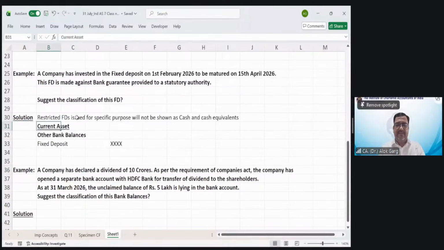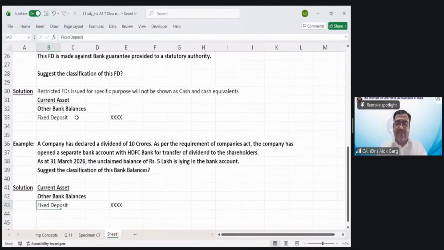Current asset, yes. Where? In cash and cash equivalent, other bank balances, where? Where it has to be shown? Cash and cash equivalent or other bank balances? Very good, Rohan. It is a restricted balance. It is not a cash and cash equivalent. Very good, Saminathan. Yes. So unclaimed dividend account balance, unclaimed dividend bank balance, right?